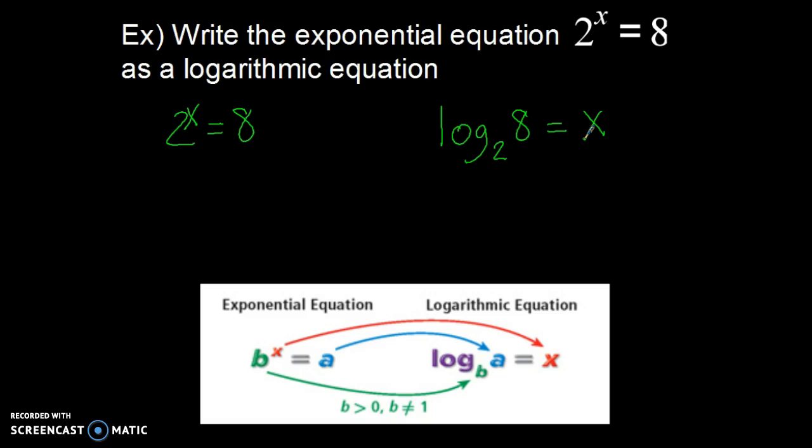Now, we were able to already figure out that x in this problem must be 3, because 2 to the third equals 8. So what that means is that the answer to this logarithm, if we evaluate log base 2 of 8, the solution is also 3, because the exponents have to match up there.